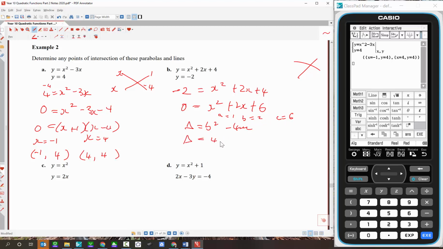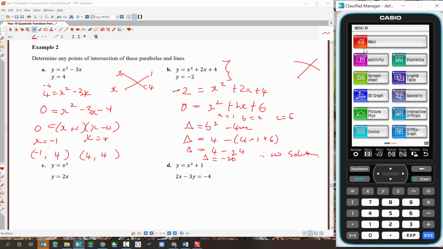Discriminant is 4, take away 4 times 1 times 6. My suspicions are correct, girls. 24. Discriminant is equal to negative 20. Therefore, no solutions. Okay, so again, if you check this on the calculator, what you would find is that this line here, in fact, let's do it, let's do it. All right, I want to have a look.